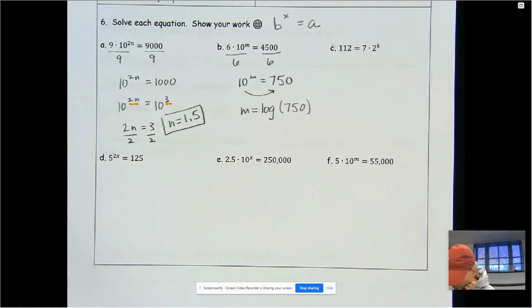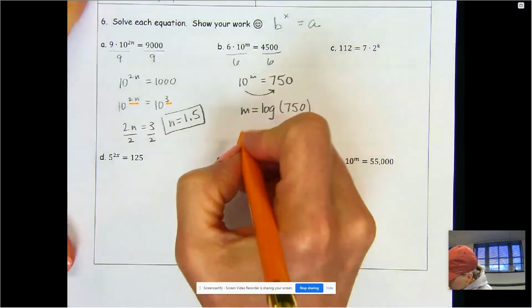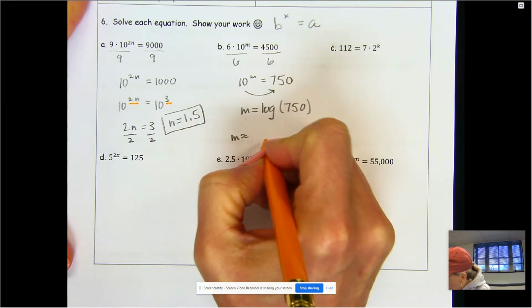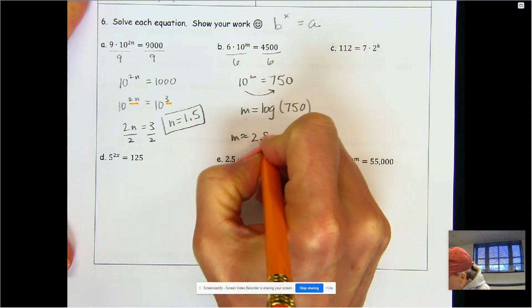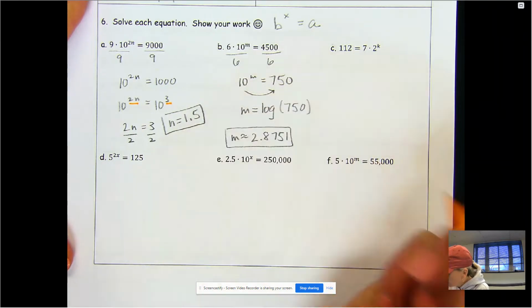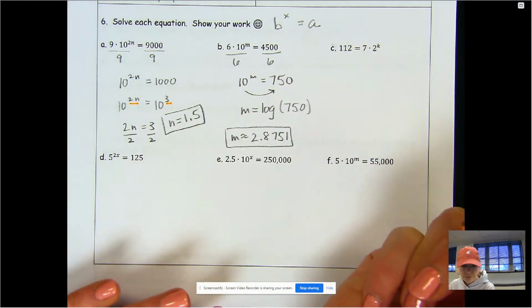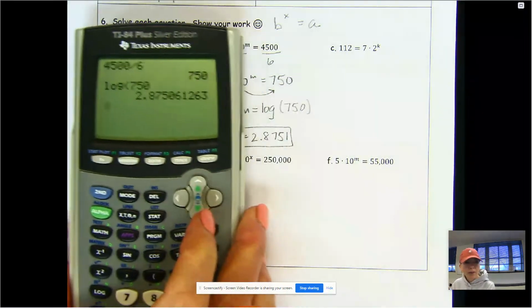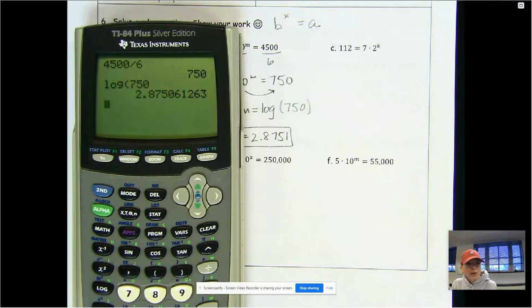You can type the log of 750 into a calculator and you get about 2.8751. I guess I should put my calculator here so you can see it. Okay, so the log of 750, about 2.8751.